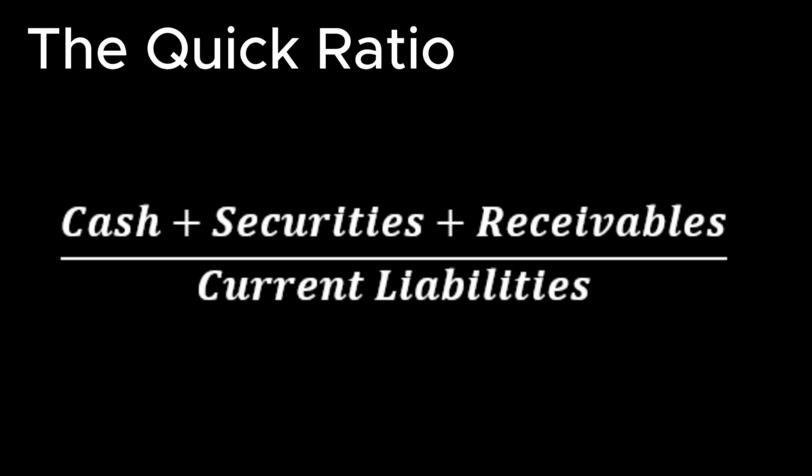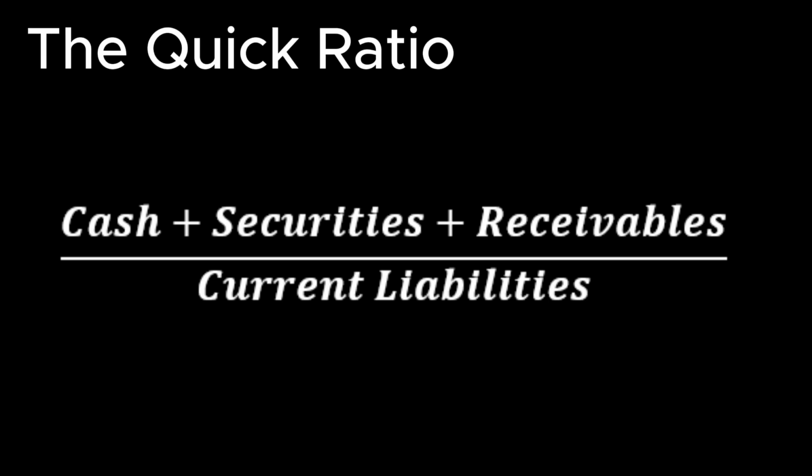Here's the formula for the quick ratio. The quick ratio is equal to cash plus marketable securities plus receivables, all divided by current liabilities. Now, the first thing you'll notice about the quick ratio is that it does not include inventory. That's because of what we just mentioned. Inventory is not always liquid.